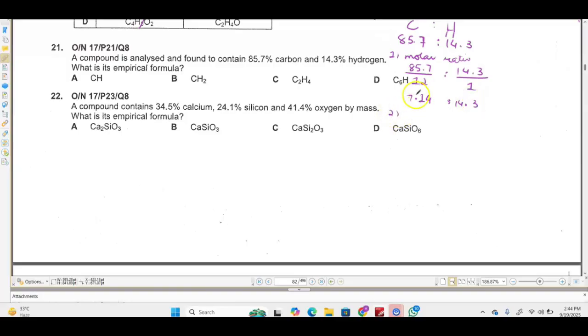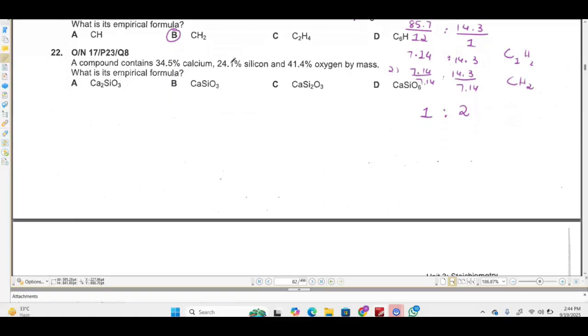The second step is dividing these molar ratios by the smallest one. Out of these two, 7.14 is smaller than 14.3, so we are going to divide both of them by 7.14. This gives us 1 and this gives us 2. So the empirical formula is for carbon it's 1 and for hydrogen it's 2. So CH2 is going to be the empirical formula of this compound.